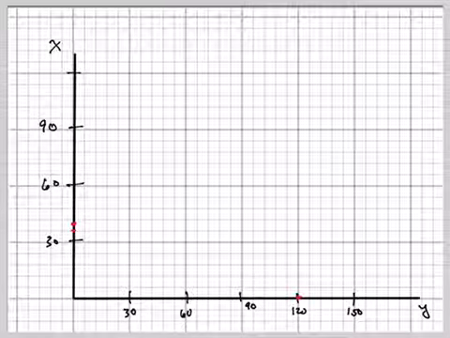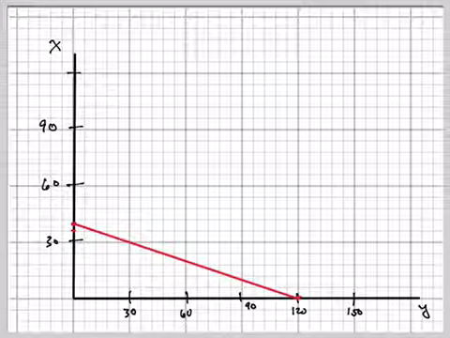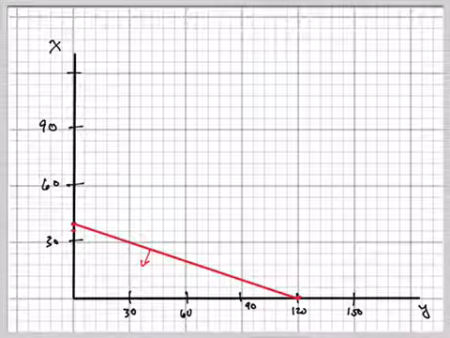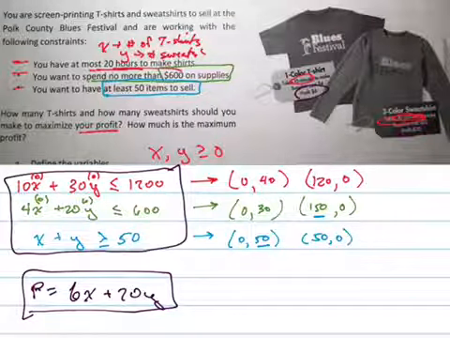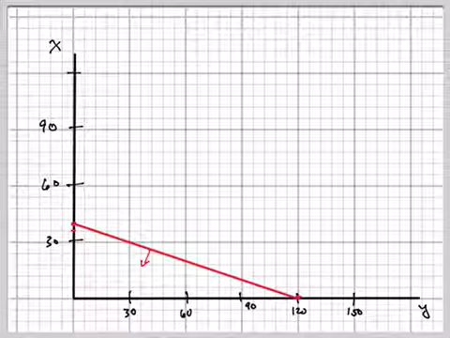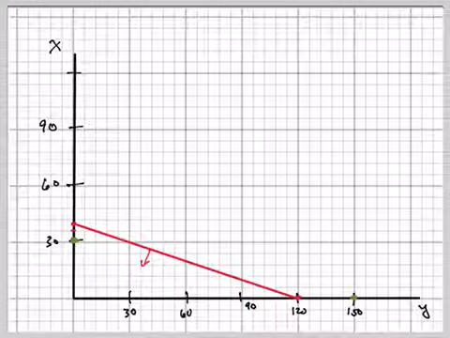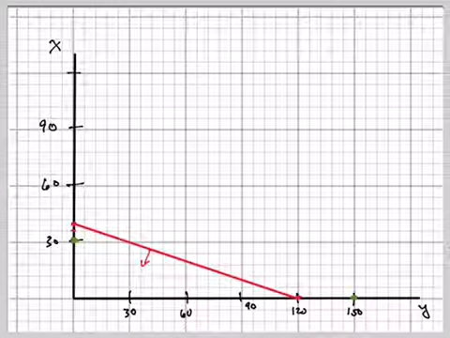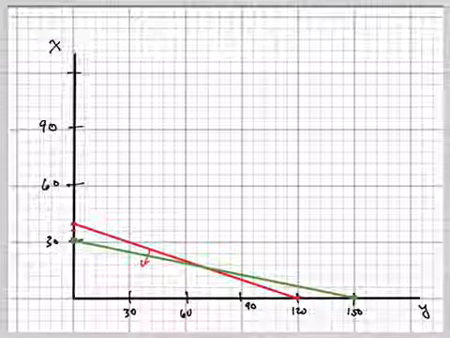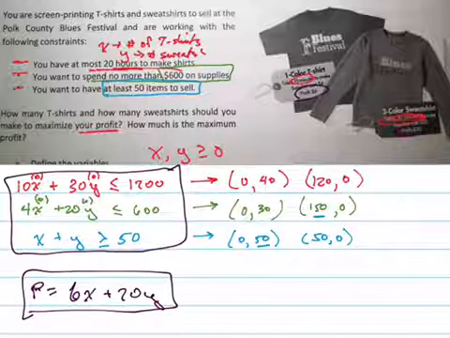So my red line looks like this, and it's shaded down. I won't bother shading it yet because then I'll have to erase it. I'd like to just wait till the end to shade all of it. For the green one, 0, 30, and 150, 0. 0, 30 is here. 150, 0 is here. That was easy. Let's take our green line and draw it right between there and there.